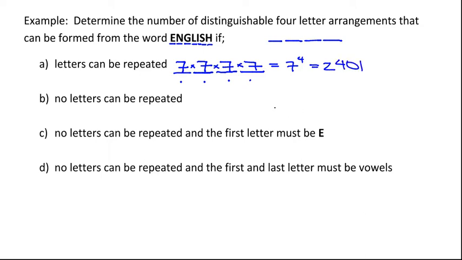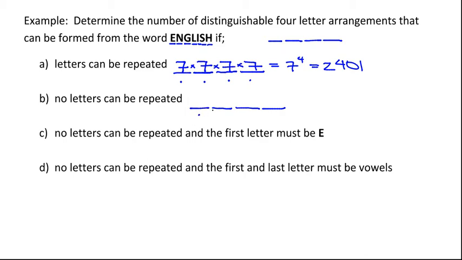In the following questions, we will have some restrictions put on how we can choose those letters. So in part B, I'm still looking for a four-letter word. But in this case, no letters can be repeated. So that means, for example, that if my first letter was E, the options for the second letter could be anything but E. So it could be N, G, L, I, S, H. So let's think about that one.